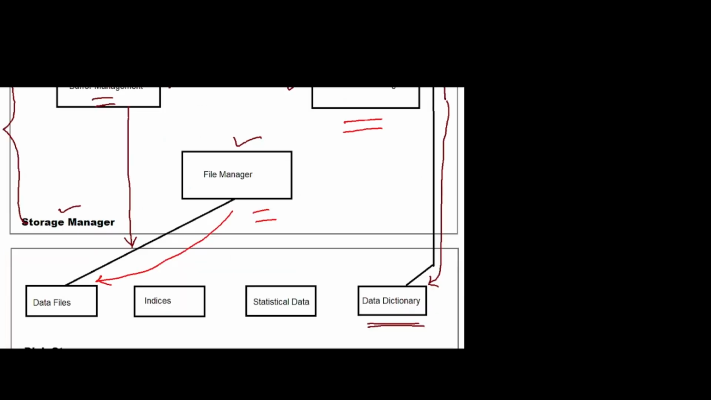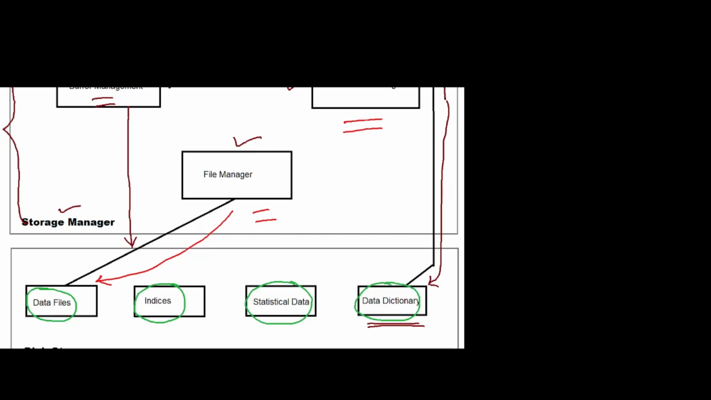Finally, at the bottom is the disk storage, which contains four important types of information: the data files, which store the actual records of the database. The indices provide fast access to the records, reducing the time required to search data. The statistical data stores information used by the query evaluation engine to choose the most effective and efficient query execution plan. The data dictionary stores metadata about the database.